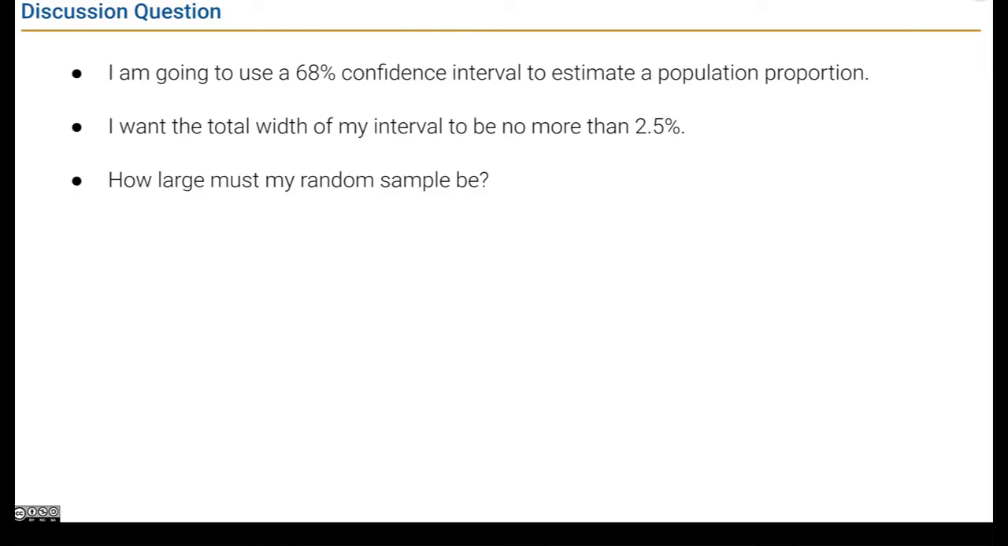Let's do another one. I'm going to use a 68% confidence interval to estimate a population proportion. I want the total width of my interval to be no more than 2.5%. How large must my random sample be? Go ahead, put it on pause.